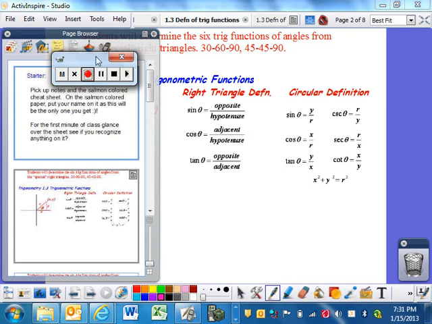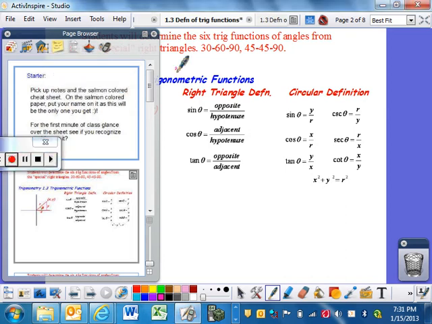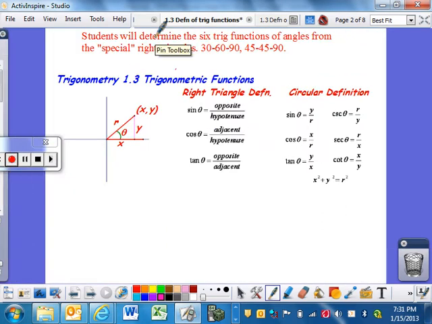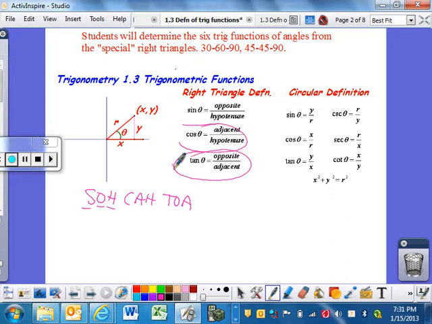Alright, this is section 1.3. We're going to define trigonometric functions in this section. So we're going to think about SOHCAHTOA. We all ultimately have seen that at some point in our math career, but if we don't remember, SOHCAHTOA: sine is the opposite over hypotenuse, cosine is adjacent over hypotenuse, tangent is opposite over adjacent.